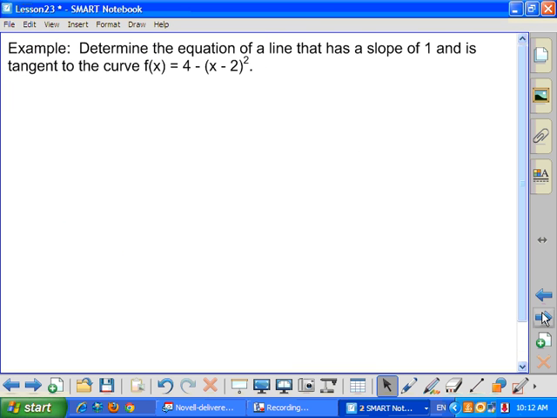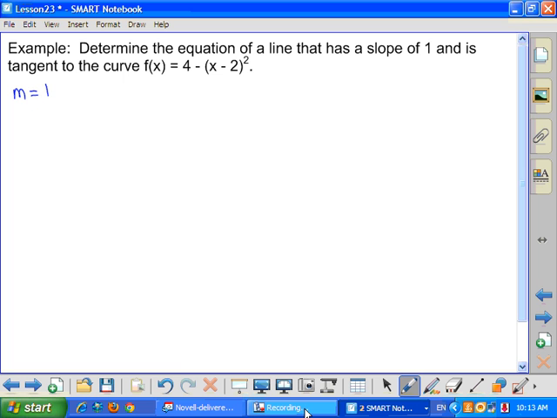Okay, we're into final examples here. I have 2 examples that I want to go through. And based on the time, I should be able to get through them both. The first one: determine the equation of a line that has a slope of 1. So I'm going to start writing down information I'm given right away here. So I know slope is 1. We're looking for the equation of a line.